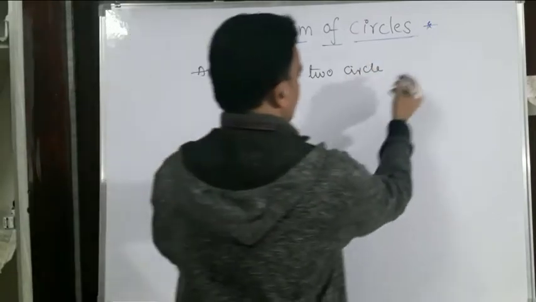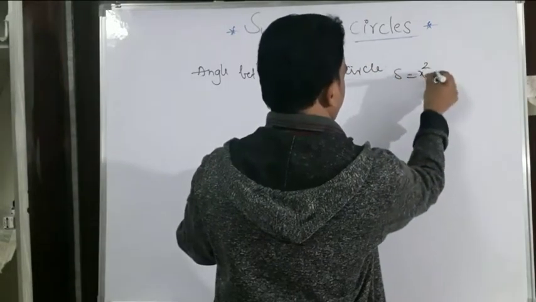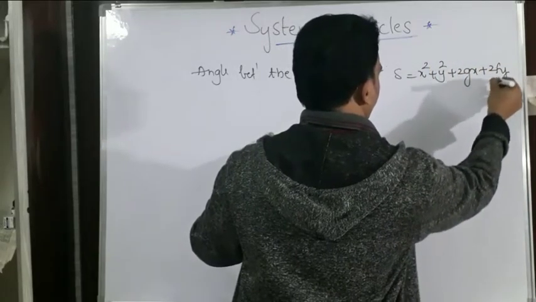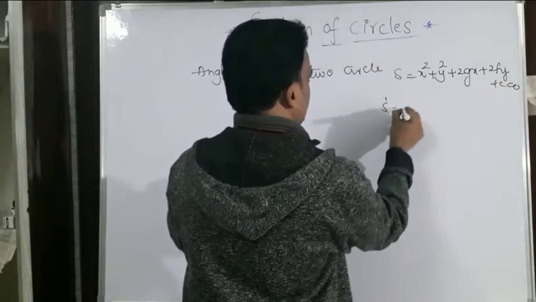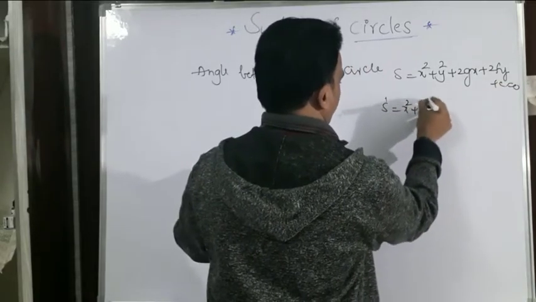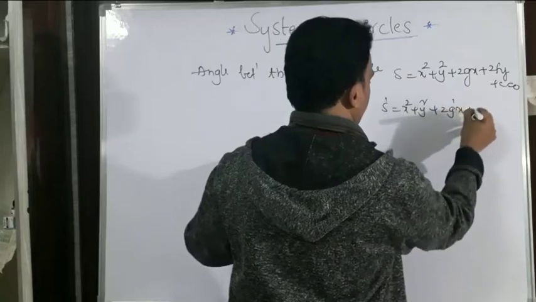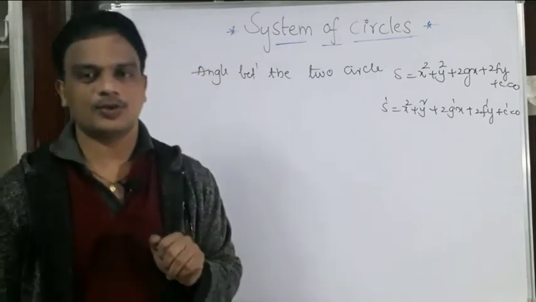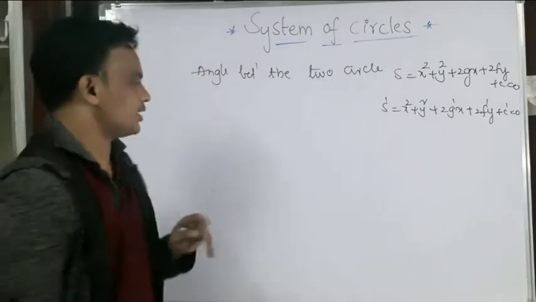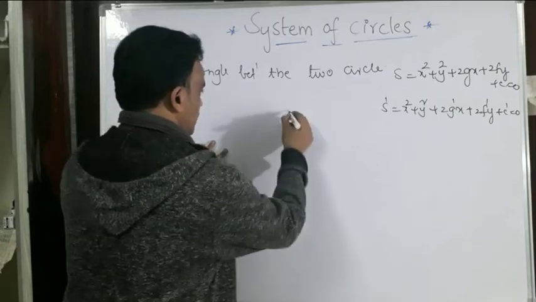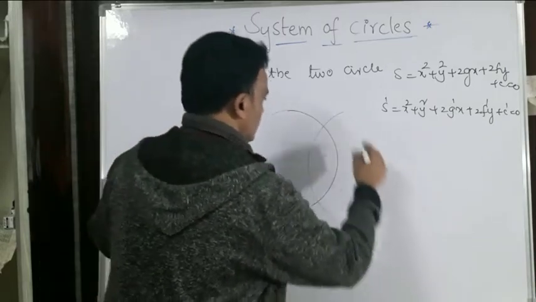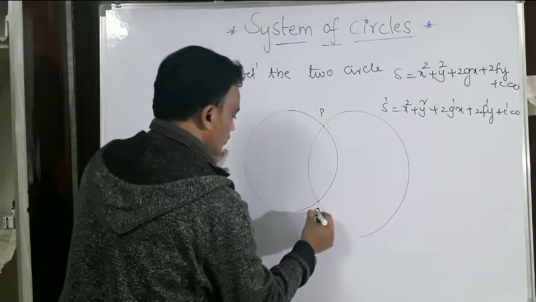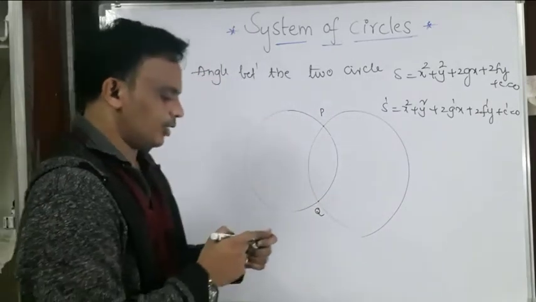Let us take two circles: S equals x square plus y square plus 2gx plus 2fy plus c equals 0, and S dash equals x square plus y square plus 2g dash x plus 2f dash y plus c dash equals 0. Let us take the two circles which are intersecting at two distinct points P and Q. Now, I am going to find the angle between the two circles.